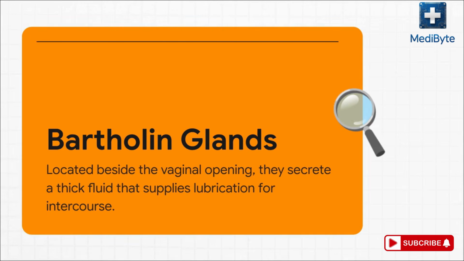So, how does the body prepare for intercourse? Well, it actually has its own built-in lubrication system. These are called the Bartholin glands. There are 2 of them, located just beside the vaginal opening. And when stimulated, they secrete a fluid that provides natural lubrication. It's the body's amazing way of getting ready for comfortable sex.